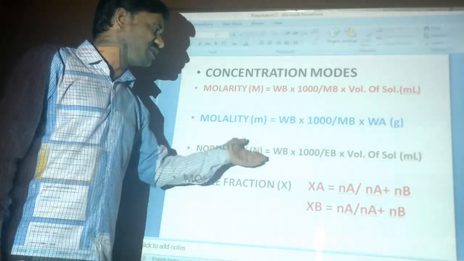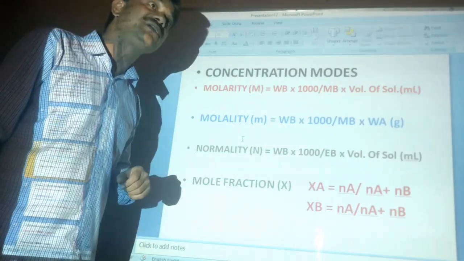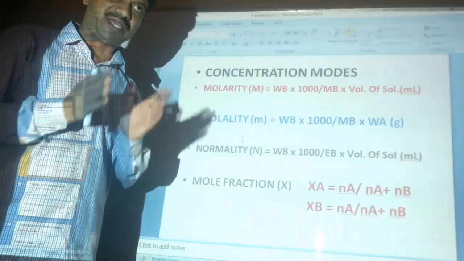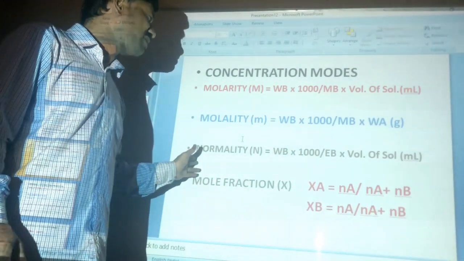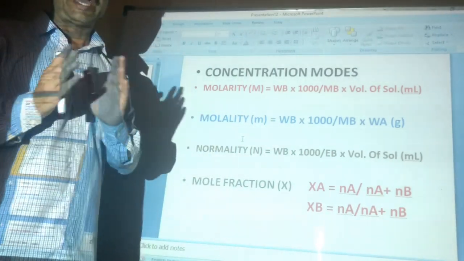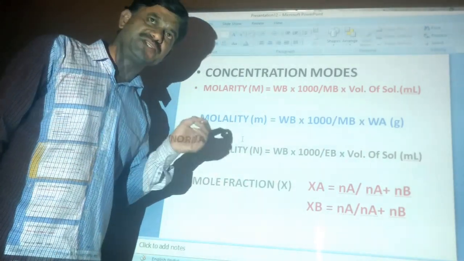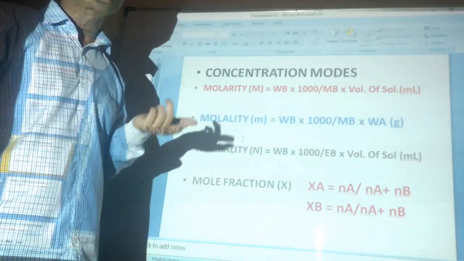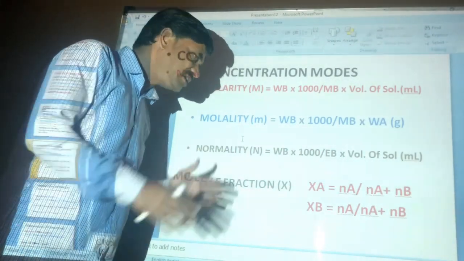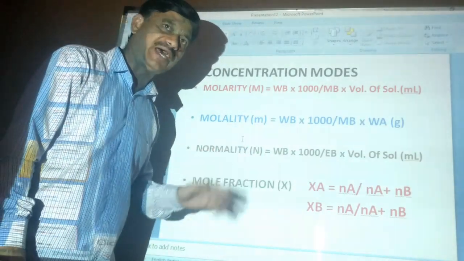When we are dealing with the equivalent weight of an acid, can you tell me the formula to calculate it? What is that? Molecular weight upon basicity. And if we have to determine the equivalent weight of a base, it becomes molecular weight upon acidity. Once again the question arises, what is basicity? Basicity is nothing but the number of replaceable H plus ions present in an acid. And what is acidity? The number of OH minus groups present in a base is known as acidity.